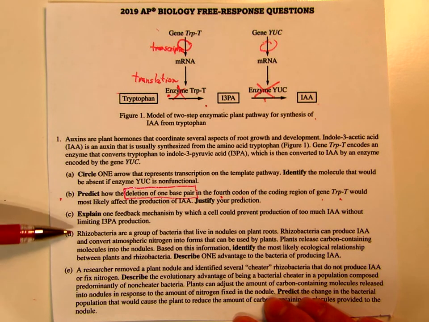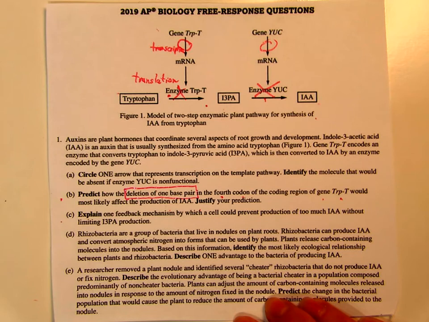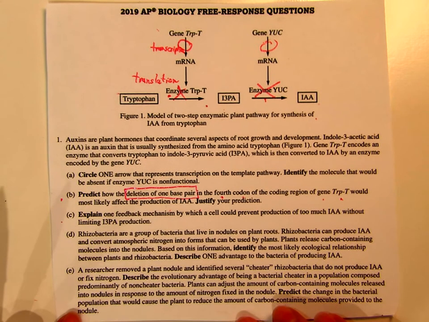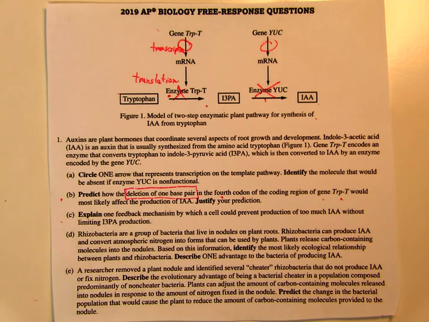C, explain one feedback mechanism by which a cell could prevent production of too much IAA without limiting I3PA production. So this is kind of like the trp operon we learned about, where the trp operon is in charge of making the enzymes that produce tryptophan.